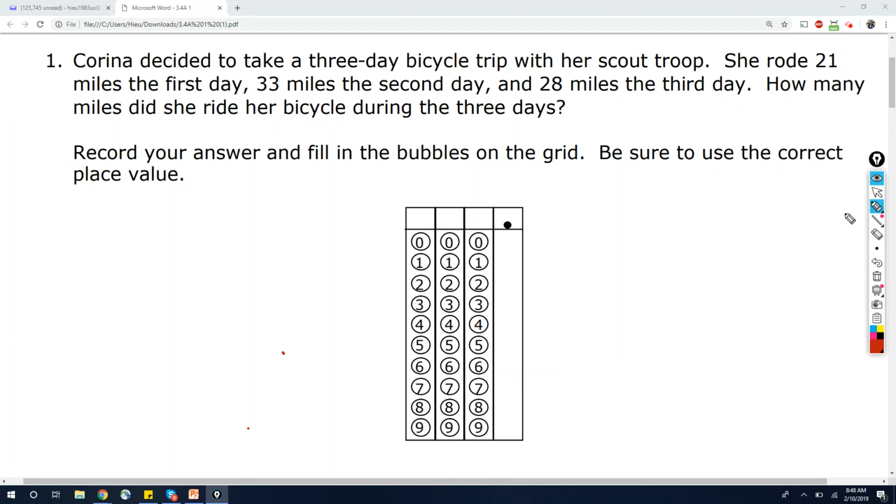All right. Number one: Karina decided to take a 3-day bicycle trip with her scout troop. She rode 21 miles on the first day, 33 miles on the second day, and 28 miles on the third day. How many miles did she ride her bicycle during 3 days? According to this information, the first sentence says she decided to take a 3-day bicycle trip, which means our math should have 3 days. 21 on the first day, 33 on the second day, and 28 on the third day.